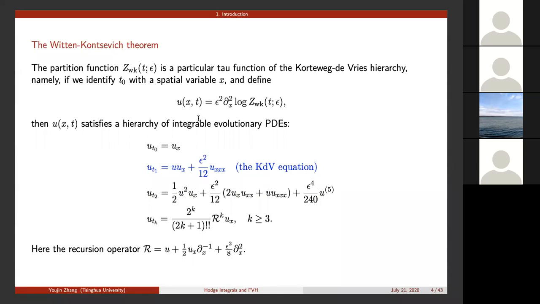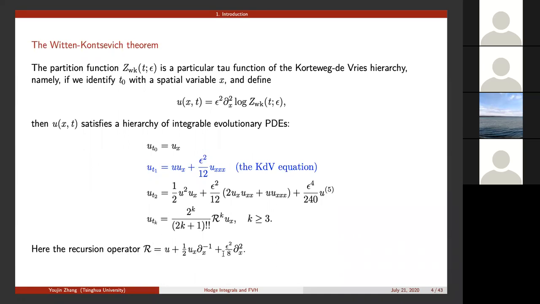And then Witten conjectured that this U is a solution of the KdV hierarchy, which is very familiar, which describes shallow water waves. So the evolution of U around T0 just identifies this Ux, and the evolution of U around T1 is given by this differential polynomial of U, which is just the KdV equation. And then the next one, U_T2, is a higher order KdV equation, and so on.